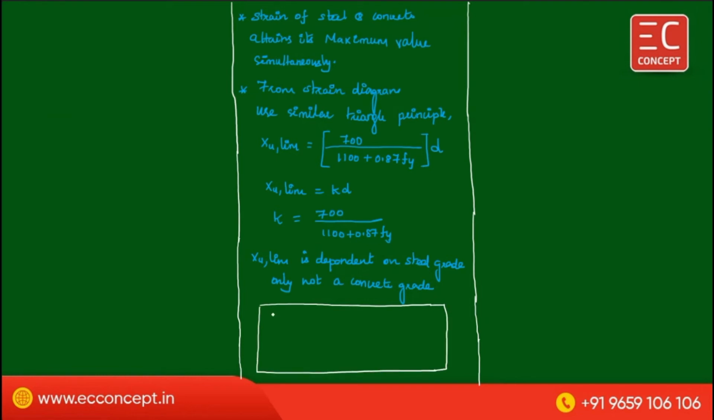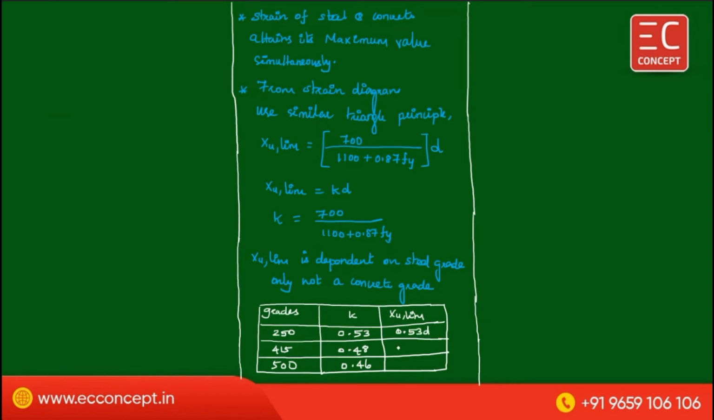Now this is the important point: for different grades of steel, the k and xu limited values. We can write for grades of steel, then k, then xu limited: 250, 415, 500. If you substitute 250 in this equation, we get k equal to 0.53, then 0.48, and then 0.46. So xu limited is 0.53 d, 0.48 d, and 0.46 d, since xu limited is equal to k into d. Very, very important.